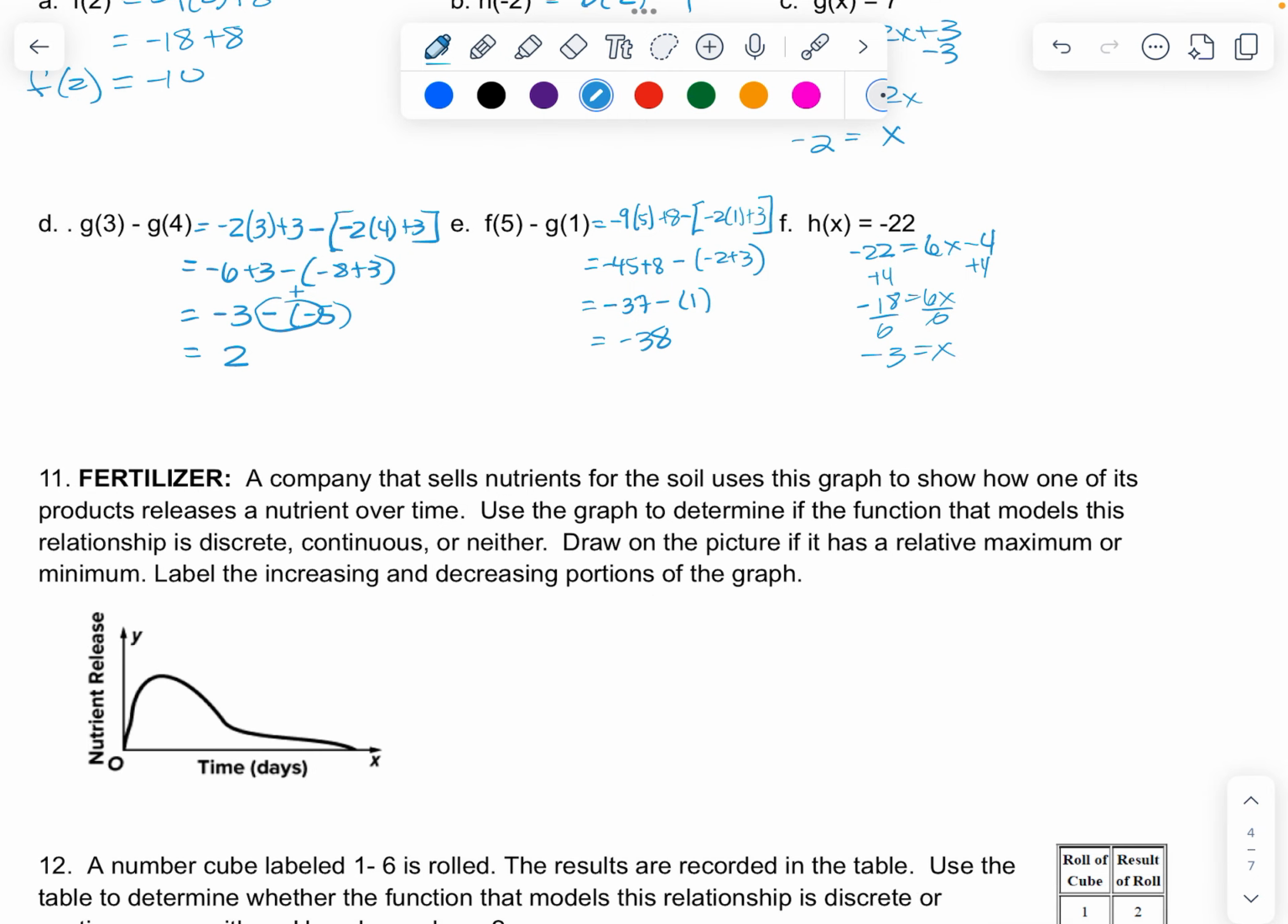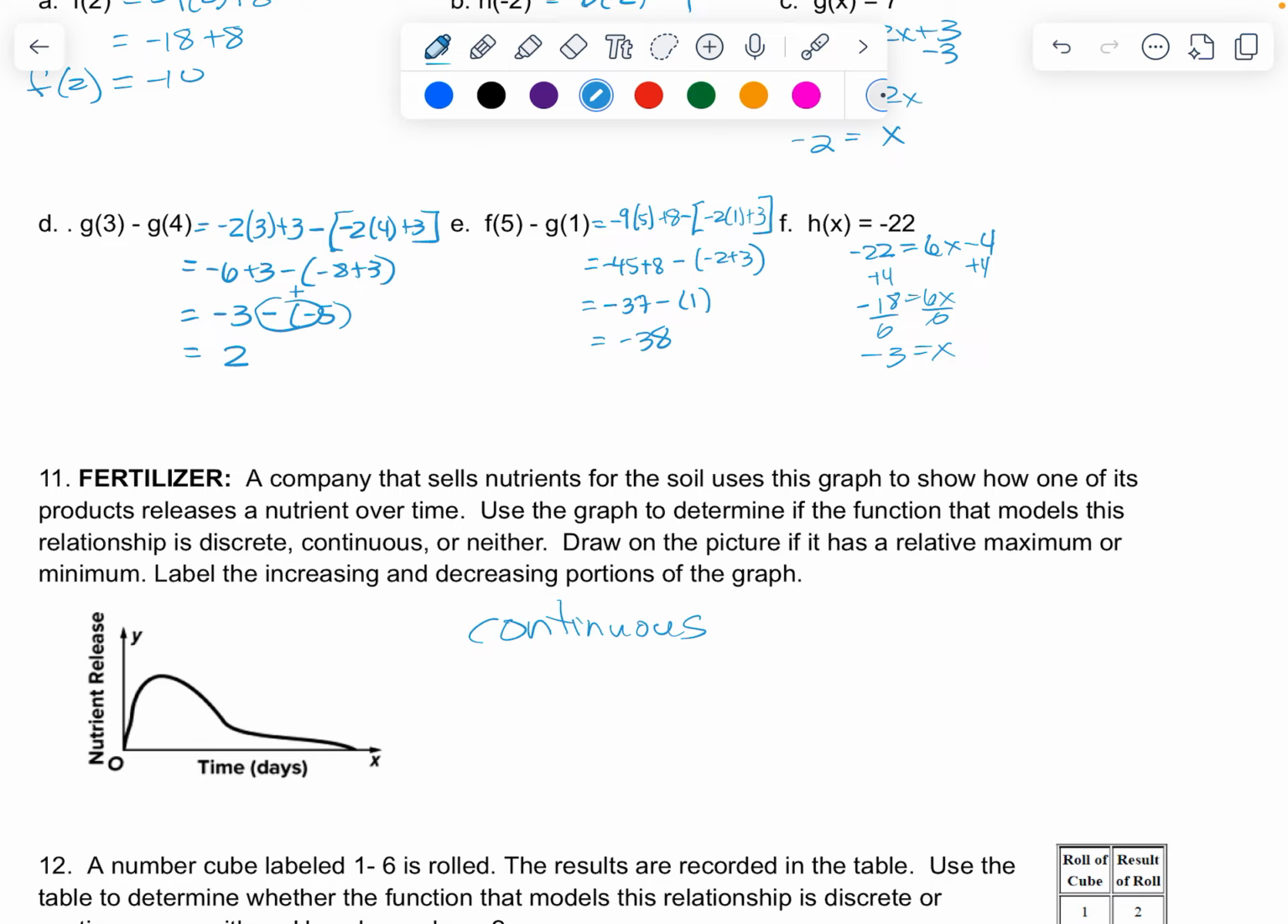Okay, a company that sells nutrients for the soil uses the graph to show how one of its products releases a nutrient over time. Use the graph to determine the function that models if the function models this relationship is discrete, continuous, or neither. So this is continuous.